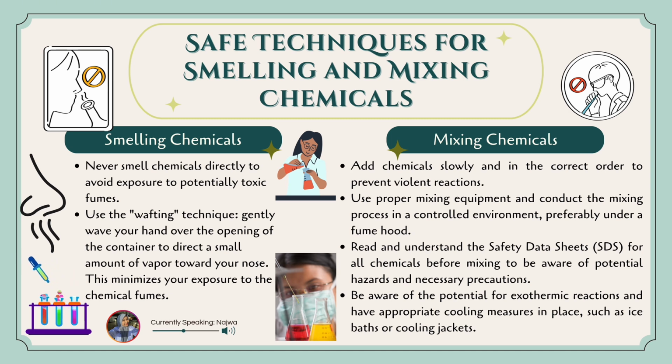When we mix chemicals, add chemicals slowly and in the correct order to prevent violent reaction. Then, use proper mixing equipment and conduct the mixing process in a controlled environment, preferably under a fume hood. Read and understand the safety data sheets (SDS) for all chemicals before mixing to be aware of potential hazards and necessary precautions. And be aware of the potential for exothermic reaction and have appropriate cooling measures in place, such as ice baths or cooling jacket.